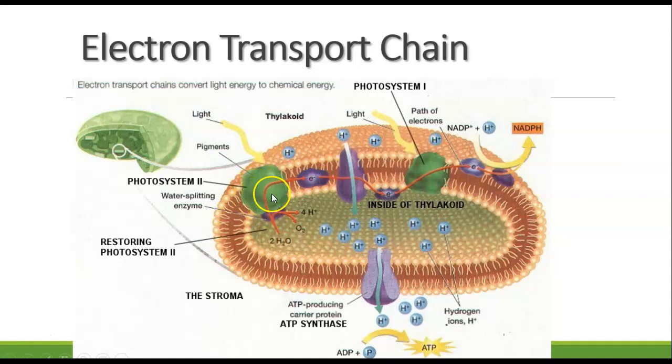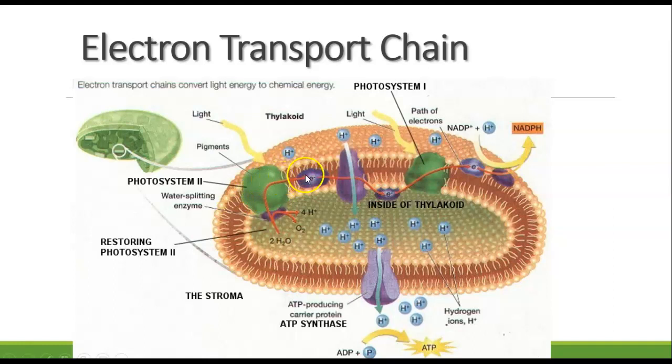The electrons are replaced in the chlorophyll molecules by the splitting of water. There's an enzyme here that splits water, releasing oxygen as a byproduct, and then the hydrogen ions are released into the lumen, or the thylakoid space, and the electrons from the two hydrogen atoms, or 4 in the case of a whole water molecule, are used to replace the lost electrons in the reaction center.